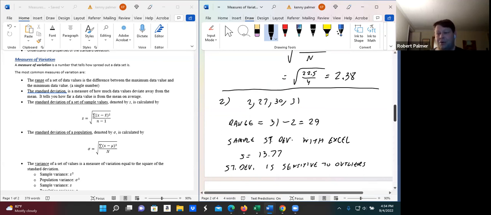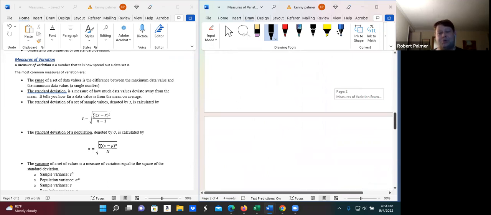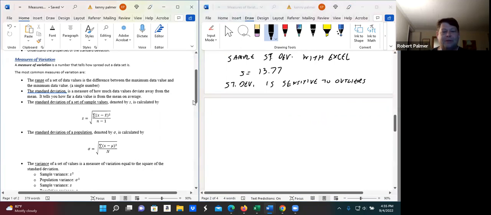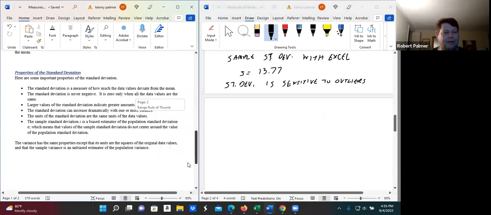So here, with this first value being 25, our standard deviation for a sample is 2.75. Replacing that first number with 2 makes it about 13. So you see the effect of outliers, and once again, that's the effect they can have. Now, let's wrap up with the important properties of the standard deviation.